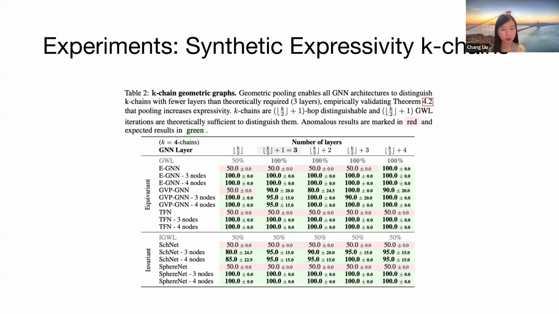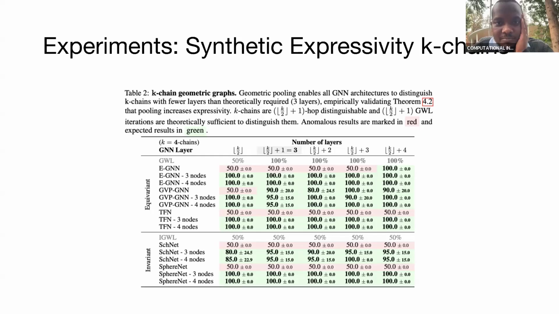In this table, we report averages over 10 runs for k equals 4 and assess pooling effectiveness on SheNet, SphereNet, GVP, GNN, etc. And the GWL test requires this number of iterations to differentiate k-chains. And you can see from this table that we got the answers to the previous two questions. They are both yes.